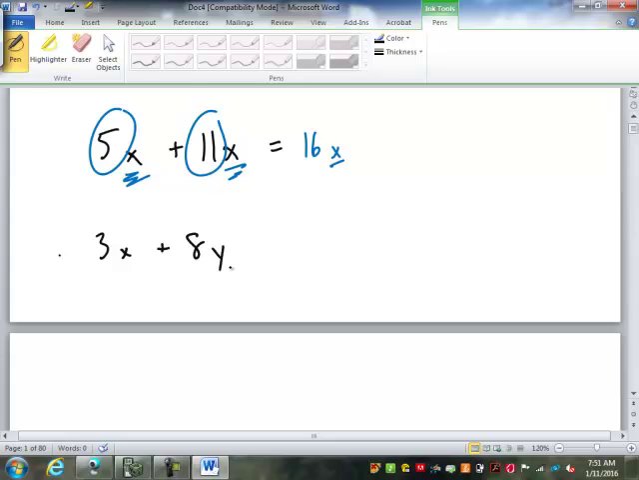So what's that going to become? 3x plus 8y. They don't have the same name. We can't combine them. No, not with any operation. Nope. 3x plus 8y. It stays that way. For adding or subtracting, we must have the same name. So we cannot combine those with addition or subtraction.